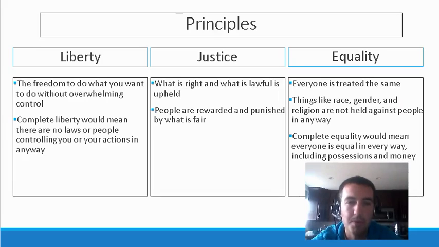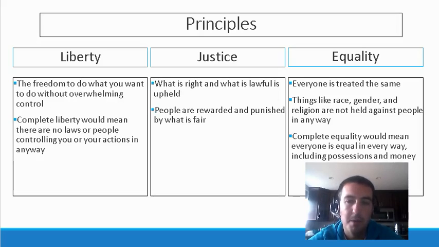So a quick review of the principles from the last lesson. Liberty, remember, is the freedom to do what you want without overwhelming control. So if you have complete liberty, that essentially means that you can do whatever you want, whenever you want. That's what liberty is, the freedom to choose to do what you want to do. Remember, justice is what is right, and what is lawful is upheld. That means that the society is run based on laws that are just, meaning that they're fair, that they're right, that they don't violate anyone's wishes or morals, and they make a society run in a positive way.